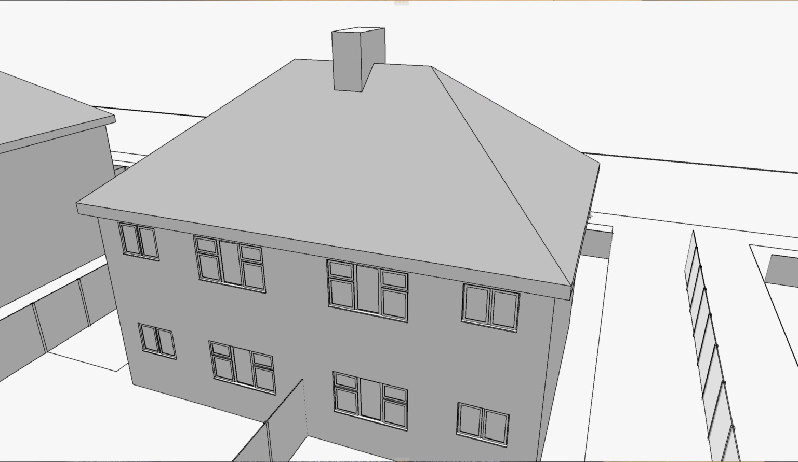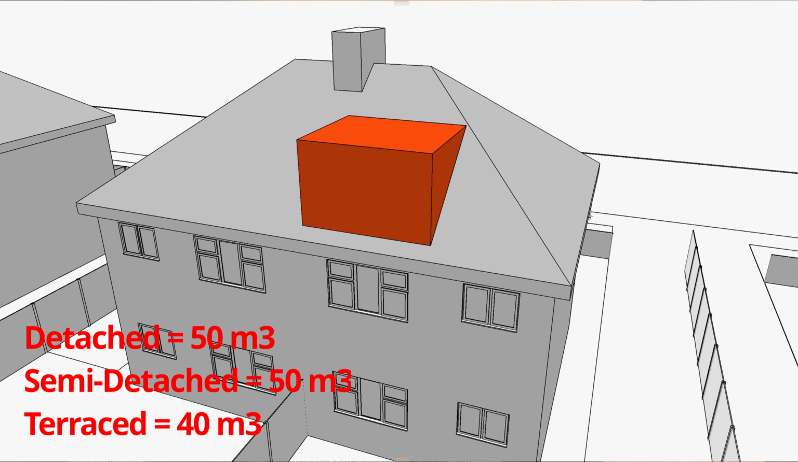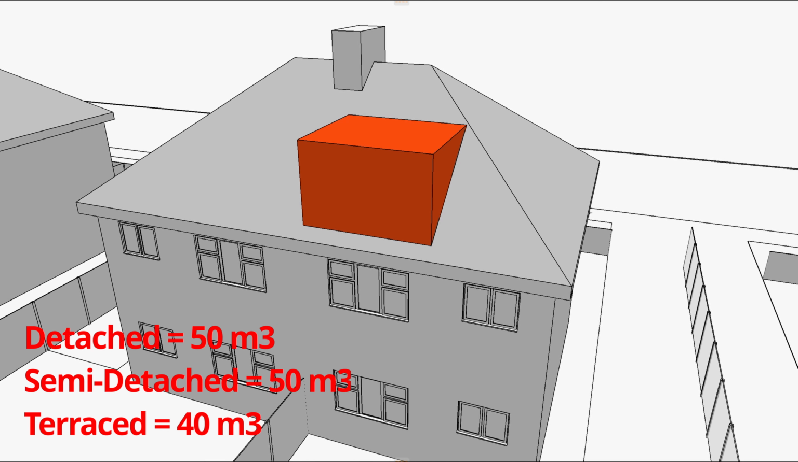Here you can install one or multiple dormer projections to increase the available space within the roof. Dormers must not project higher than the highest point of the existing roof. The new internal volume of the dormer or dormers combined cannot exceed 50 cubic metres for a semi-detached or detached house, or 40 cubic metres for a terraced house, including end of terrace.